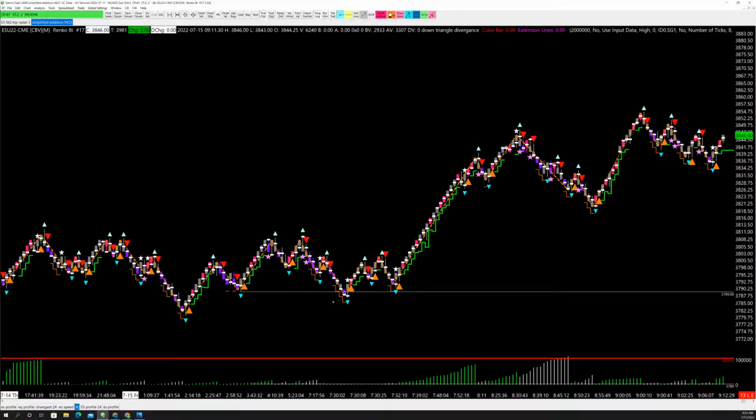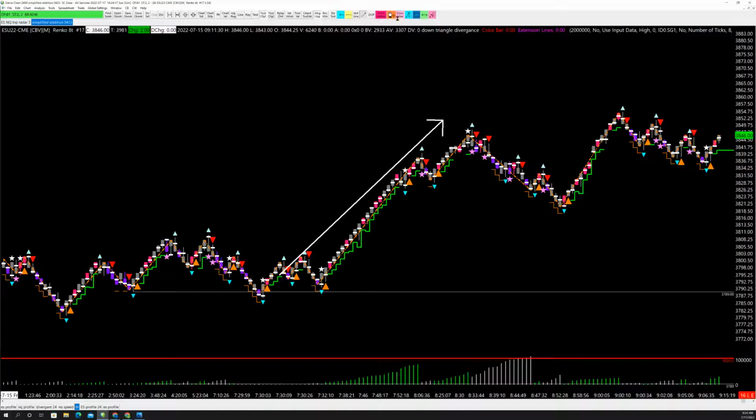All right, you have a power bar here. You close underneath it, immediately trap back in, and it sets up for large trades to the upside. So there would be one example right there.